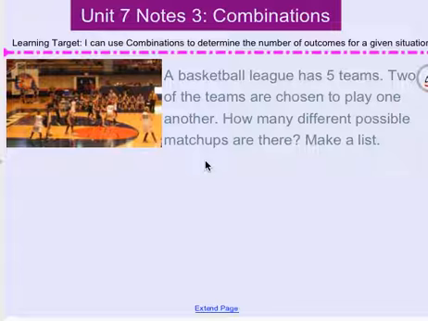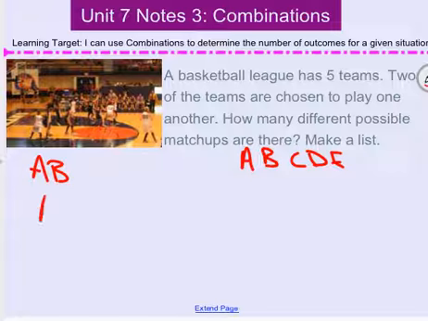So if I have 5 teams, A, B, C, D, E. Okay, first off, A needs to play B. Team A needs to play C. Team A needs to play D. Team A needs to play E. Then we go like this.